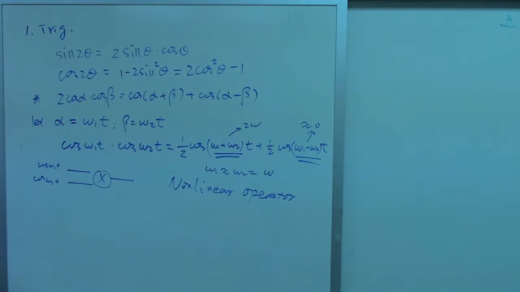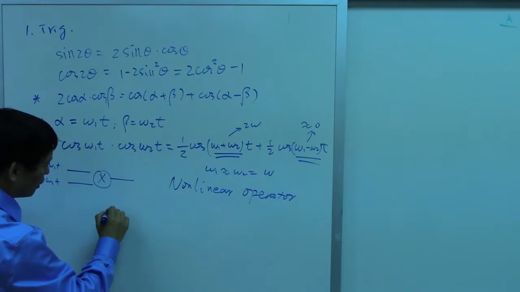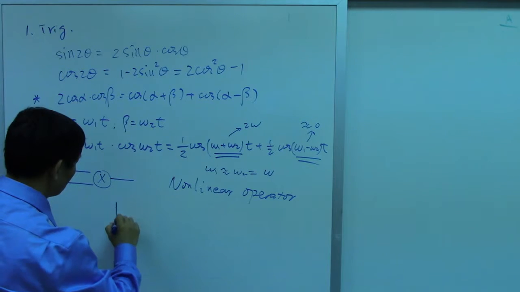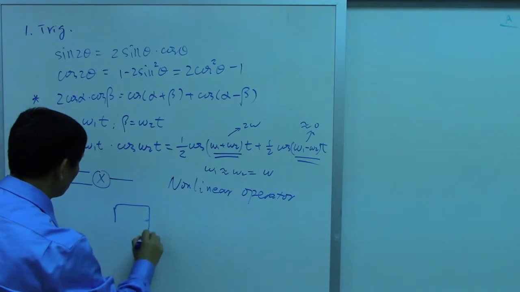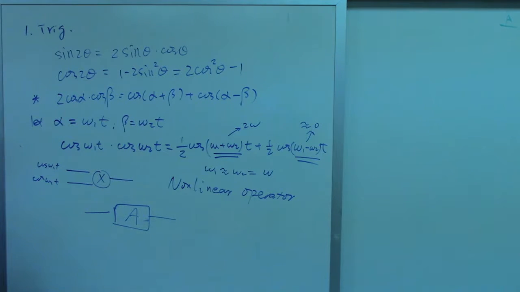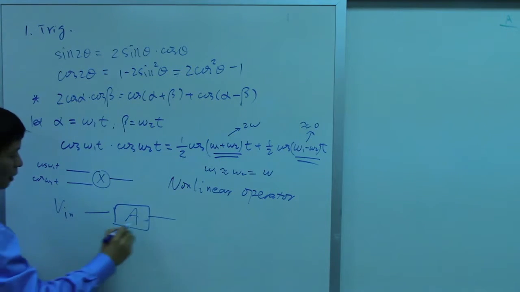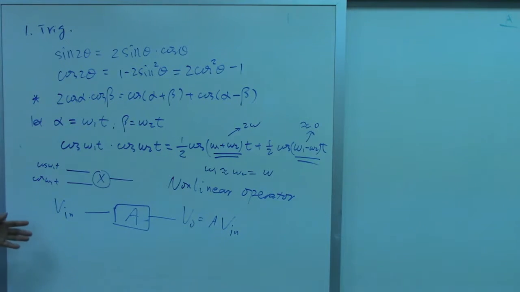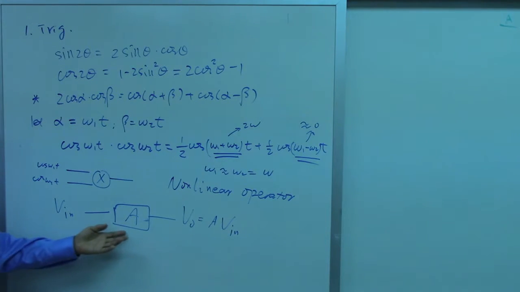Nonlinear means, recall that when we studied AC circuits and operational amplifiers, if we have an amplifier, suppose this is the system here, and this is the input, this is the output. If the gain equals A, what does that mean? That means if we have input VIN, then the output VO will be equal to A times VIN. We never mention the frequency. That means the frequency here will be the same.